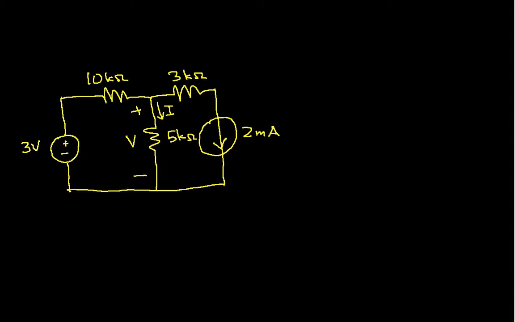So if you look at this circuit, what I want to do is find the current I and the voltage V: the current I that goes through this 5K ohm resistor, and then the voltage V across this 5K ohm resistor. There are many things that I could choose as my unknown. For this, we'll choose I to be our unknown.